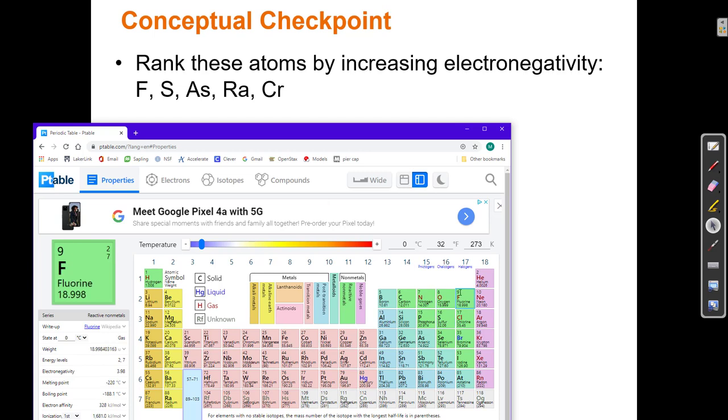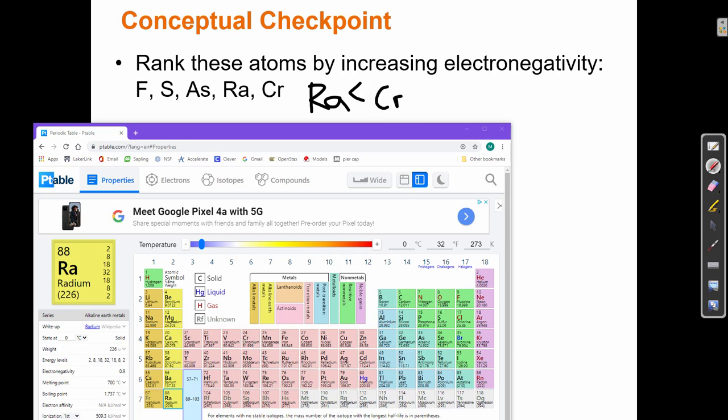All right. So, if we're talking about increasing electronegativity, we want the one that's the least electronegative. So that's down here. Francium is the least electronegative. Well, radium is right next to it, so we're going to say radium is the least electronegative. And then if we go from here to here and electronegativity increases this way, then the next one that we meet along that line is chromium. So chromium is the next most electronegative.